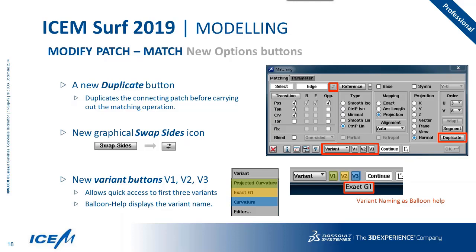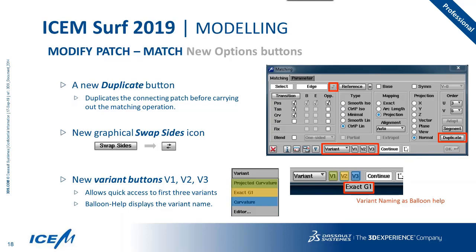And down at the bottom there, the variant buttons, V1, V2, V3, this is fantastic. So it's true we have a rather large matching command, but it's an important command. It's one that we use all the time, but yes, it's a little bit big. So what we've done is we've added these V1, V2, V3 shortcut buttons. And these are the top 3 variants for your matching command.